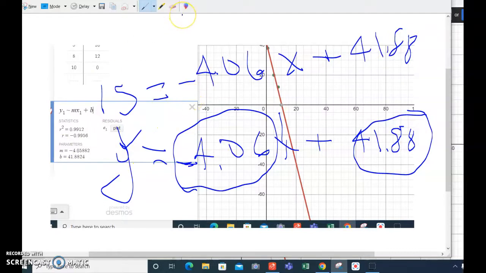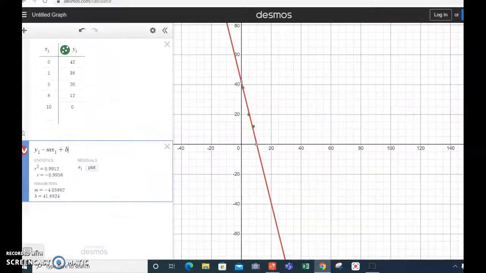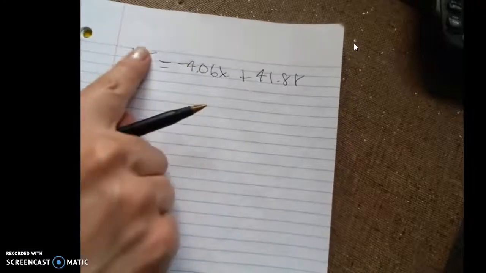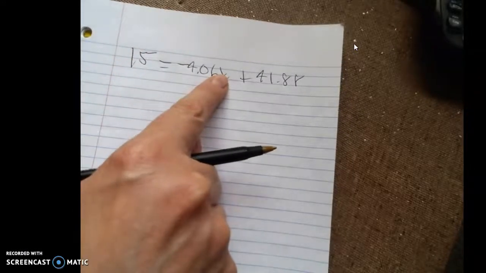Okay, and I'm going to switch. Let me write that on my sheet here. So we want to know when is it going to be 15, which is output. So I'm going to write that down on my piece of paper so we can look at that. All right, so this is my output. I'm solving for my input.